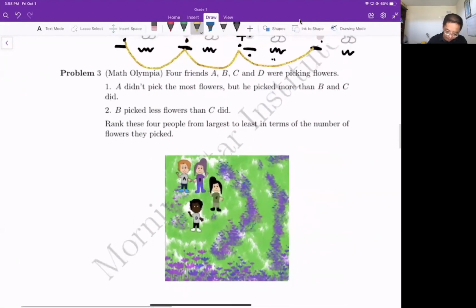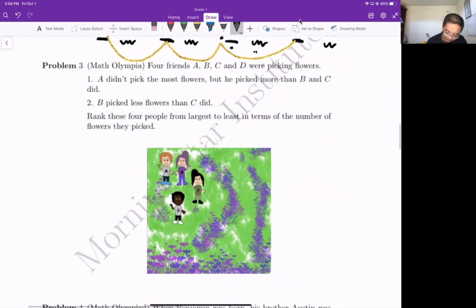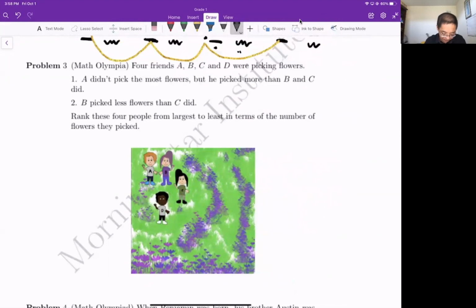Question number 3. The problem says 4 friends A, B, C, D are picking flowers. And we know that A didn't pick the most flowers, but he picked more than B and C. B picked fewer flowers than C did. Based on these 2 pieces of information, we want to rank these 4 people, A, B, C, D, from the largest to the least in terms of the number of flowers they picked.